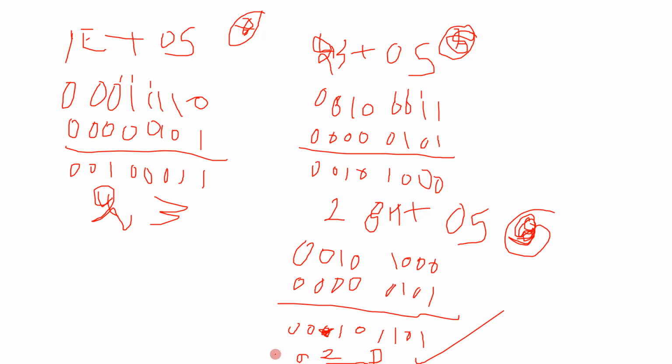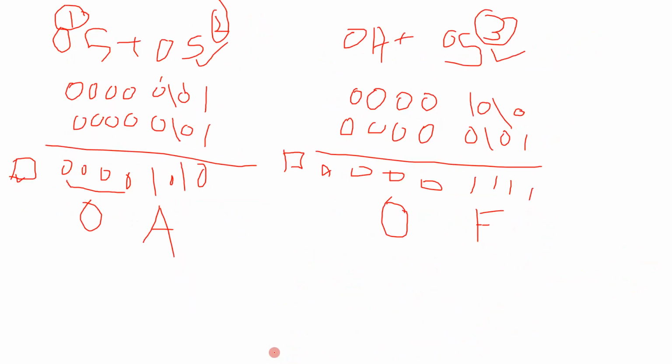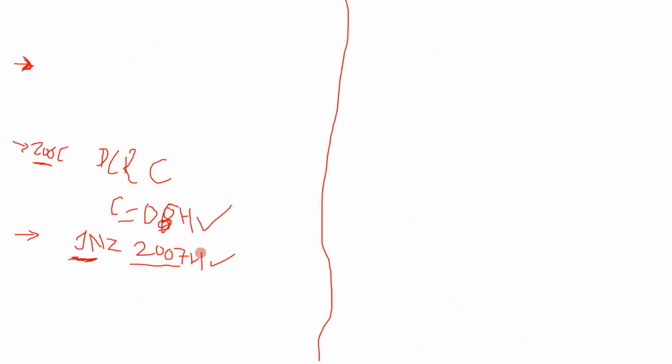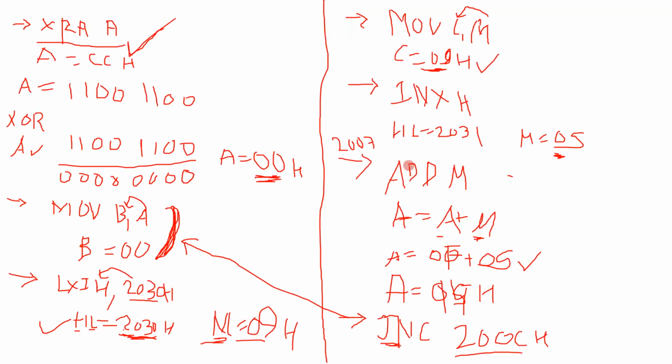What about this 00? From where will this 00 come? The instructions which we were performing, ADD M, JNC, then DCR C, JNZ, it will again jump back here. So it will add 9 times. I will get the result. The result will be stored in accumulator itself. After adding 9 times, in accumulator there will be 2D.